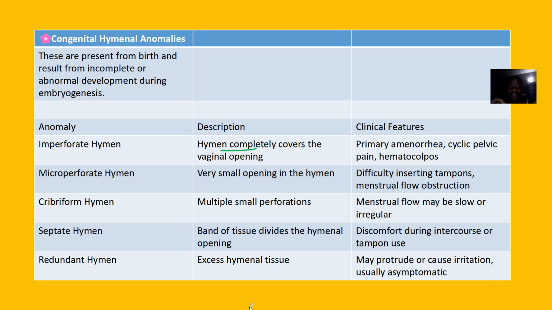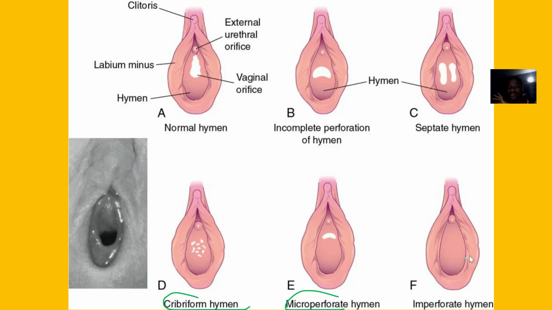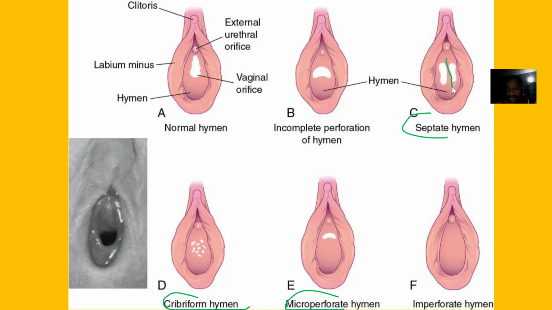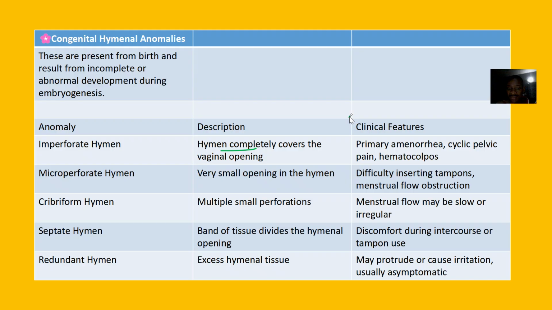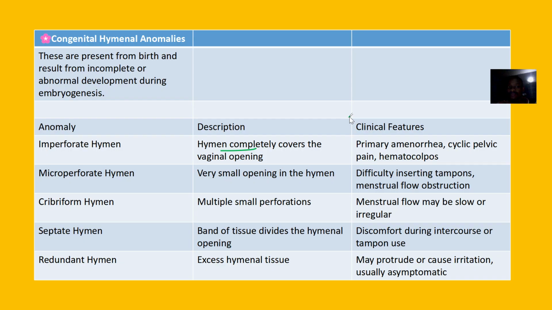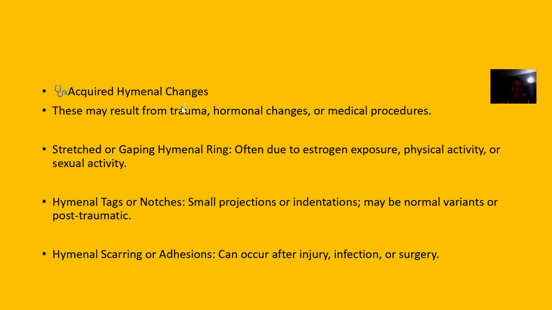Septate Hymen, a band of tissue divides the hymenal opening. So there's an opening, but there's something in between the openings. Redundant hymen, this one is excess hymenal tissue. I didn't actually bring the picture, but you can always imagine those things. You can also have the annular hymen. You can have the parous introitus hymen. So many types.